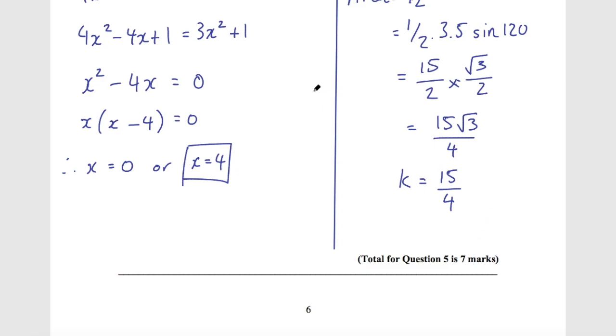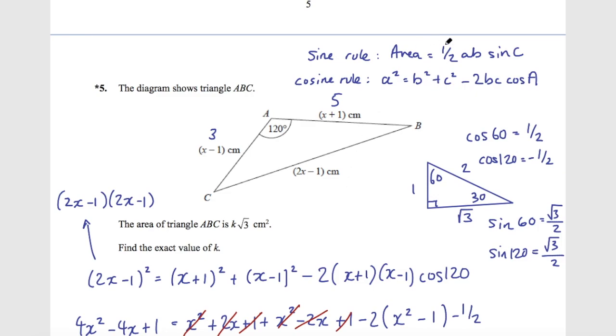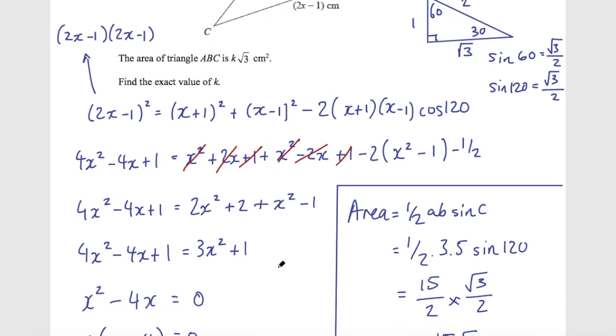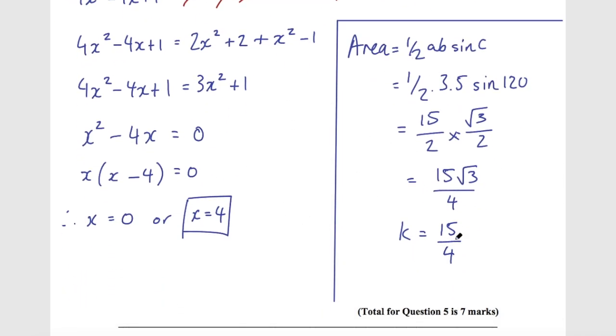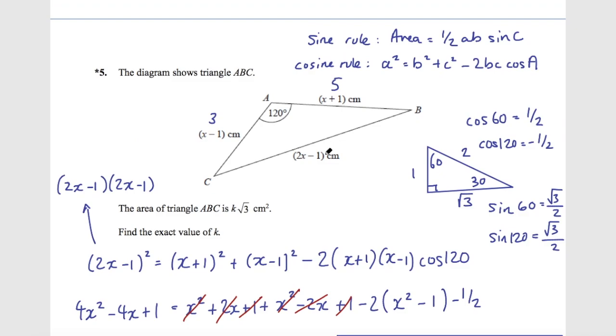And that is a 7-mark question. So, well, you had to recognize the formulas. You had to know the absolute values of cosine and sine of 120. You had to do all of this algebraic working out, and then you had to relate the area to the sine rule. So a good 7 marks involved there.